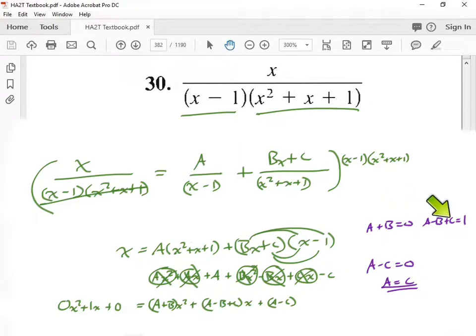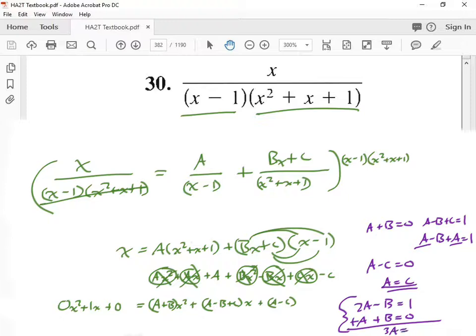All right, I'm going to take this C out right here and put an A. So I get A minus B plus A equals 1. All right, A and A. So how do I rewrite that? 2A. So I get 2A minus B equals 1. And then I'm going to put A plus B equals 0 right underneath it, because right here I see a system of equations. Let's add these together. The B's cancel out. We get 3A equals 1. What does A equal? 1/3.